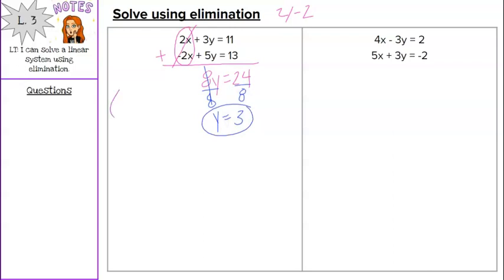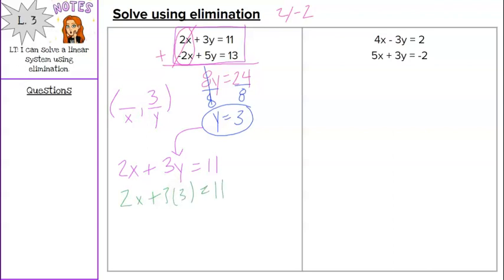Now we are not done because our answer is a coordinate point, and a coordinate has an x value and a y value. Right now my y value is 3. I need to figure out my x value. So I'm going to go up to the top and choose either equation 1 or equation 2. It does not matter which one you choose. I'm going to choose equation 1 because it has all positive values. 2x plus 3y equals 11. And then I can make that substitution. I know y is equal to 3, so I replace y with 3, and now I can solve this equation.